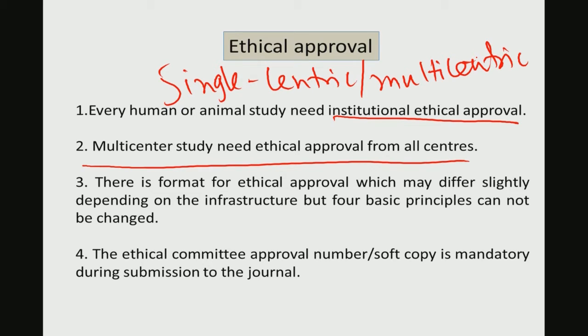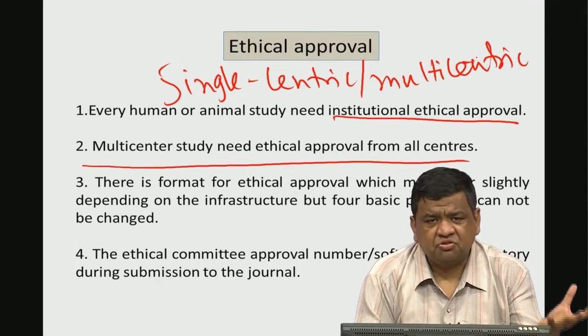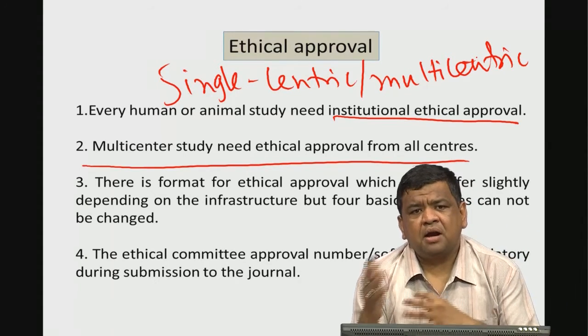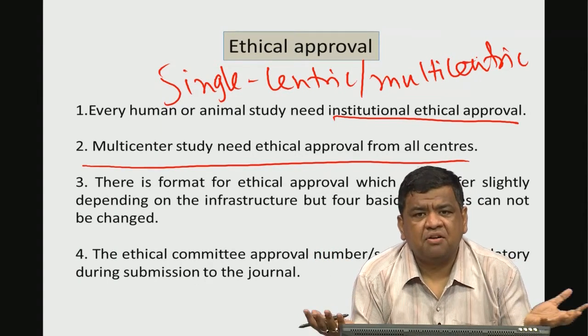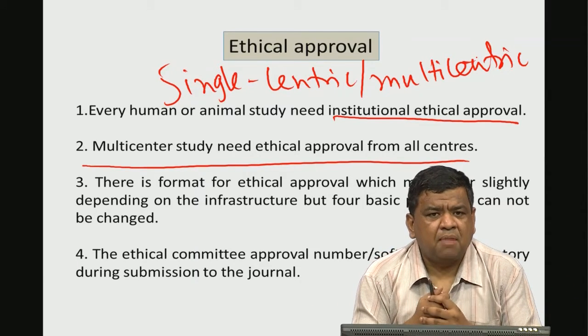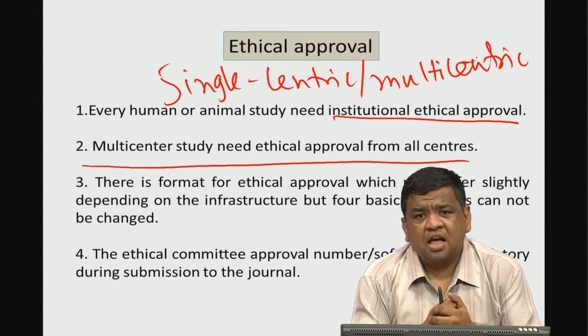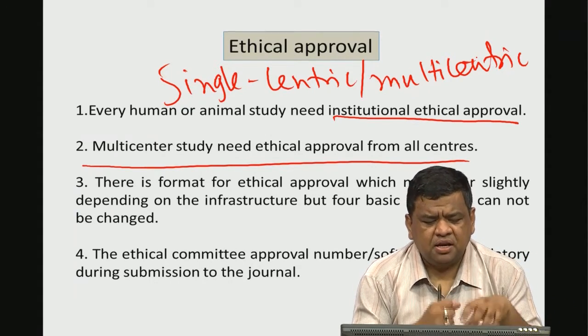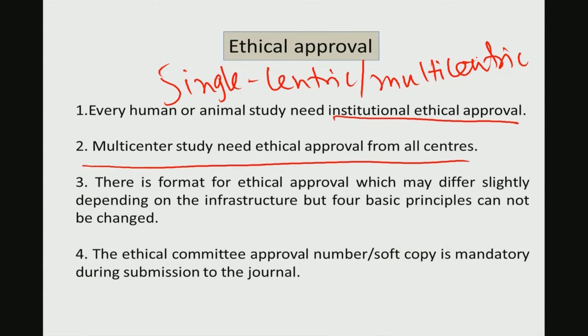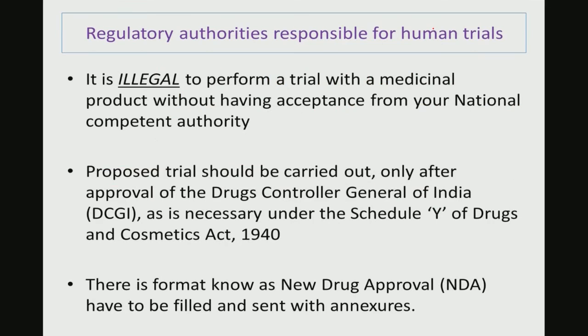Multi-centric means you need to conduct the clinical trial on a large patient population, not restricted to one single hospital but in three or four different hospitals, perhaps in different parts of the same country. So this is a multicentric study, and you need approval from all the participating hospitals. There is a format for ethical approval which may differ slightly depending on the institution, and the ethical committee approval number and a soft copy are mandatory during submission to the journal.